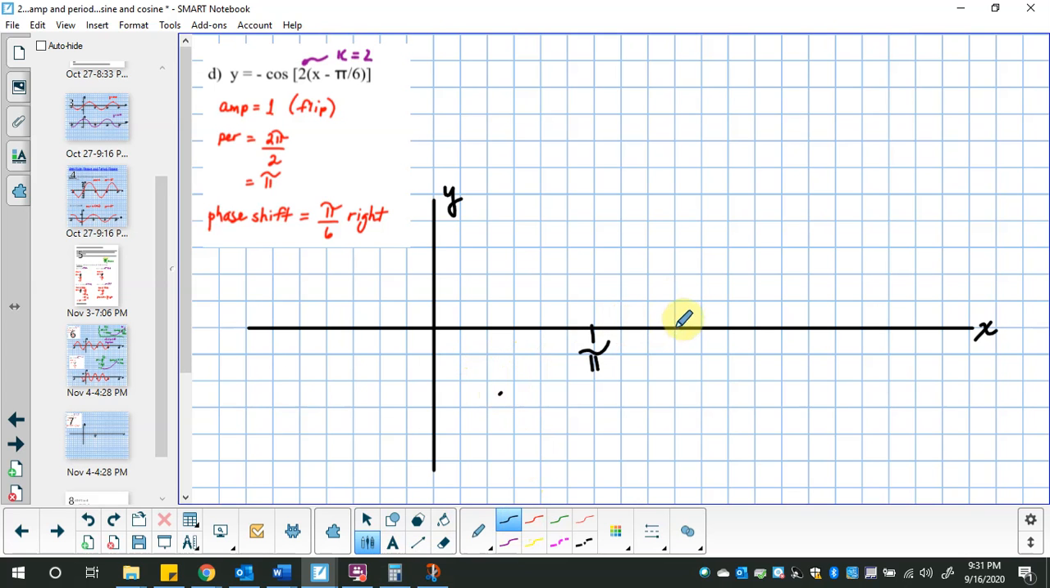1, 2, 3, 4, 5, 6, 2 pi. 1, 2, 3, 4, 5, 6. Are you sick of me counting yet? 1, 2, 3, 4, 5, 6. Now I get to stop. And I can't steal my work because it was on another page.